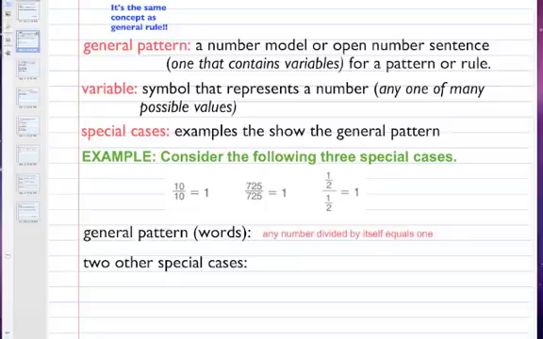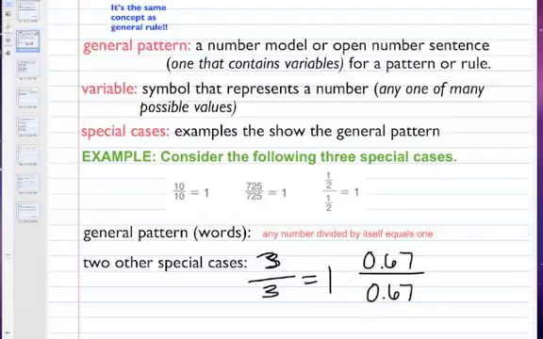That's the general pattern. From there, we can write 2 more special cases or 2 more examples using that general pattern. Any number divided by itself. Well, I could say, let's make 3 my any number. So 3 divided by 3 is equal to 1. I could choose any other number. Let's choose 67 hundredths. 67 hundredths divided by 67 hundredths is also equal to 1. So we just added 2 more examples to the 3 that were already there. For that general pattern, any number divided by itself equals 1.